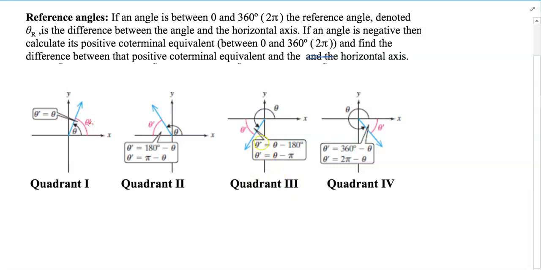In quadrant 3, we are again relating it to 180 degrees, but we're subtracting 180 from our original angle. So our reference angle will be angle minus 180, or angle minus pi. In quadrant 4, we are relating it to 360 degrees. So our reference angle will be 360 degrees minus theta, or 2 pi radians minus theta.